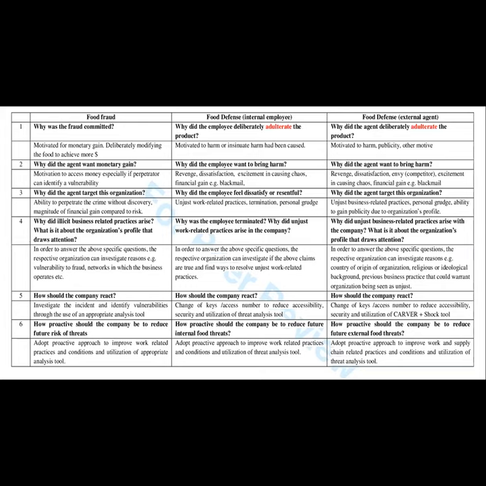It should be motivated for money gain, deliberately modifying the food to achieve more money, or motivated to access money, especially if the predator can identify a vulnerability. Next, why did the agent target this organization? Someone targeted it due to the ability to perpetrate the crime without discovery, the magnitude, or financial gain compared to risk. Similarly, how should the company react? The company will investigate the incident and identify the vulnerability through the use of appropriate analysis tools.